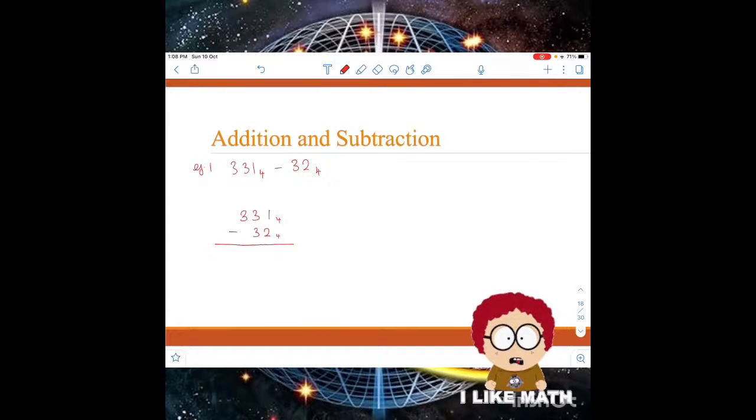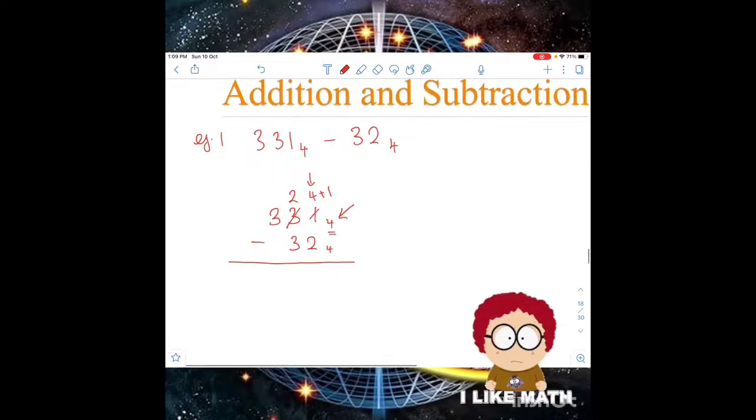Now, is 1 enough to be minus by 2 or not? If it is not enough, we're going to borrow 1 from the place in front. So the remainder is 2 there. When we borrow 1 from the place in front, bear in mind that this is base 4 numbers. The 1 that we are borrowing is actually representing 4. So we're going to have 4 plus 1, which is 5. 5 minus by 2 is 3.